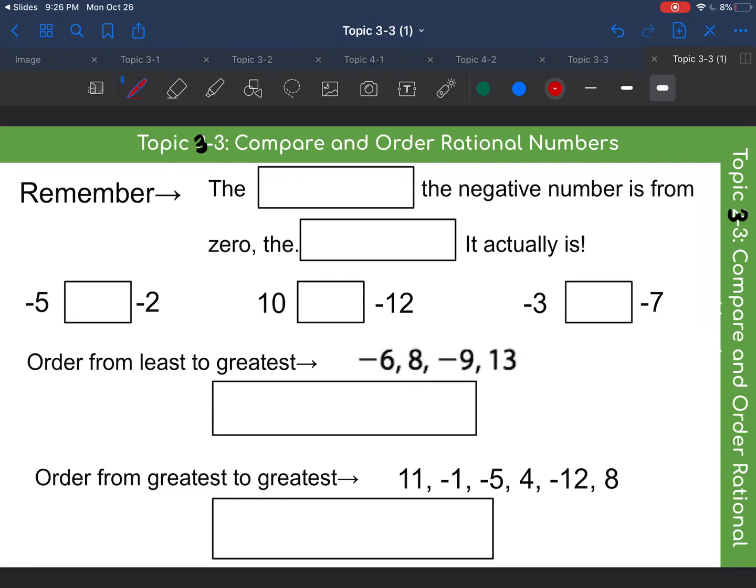So what we're going to do today is compare and order rational numbers. And I apologize for the titles being all messed up. I've changed it on this copy, but yours, I think, says 2-3. So if you want to change it to 3-3.